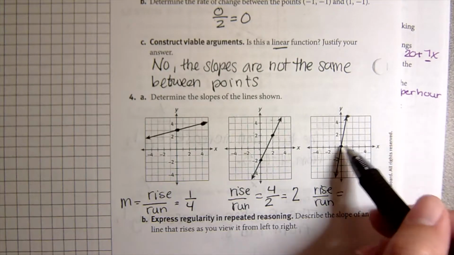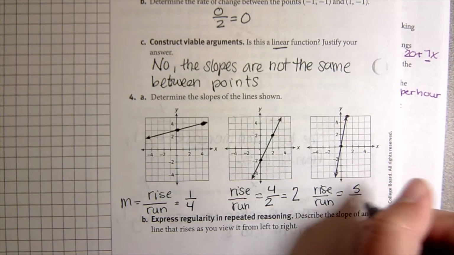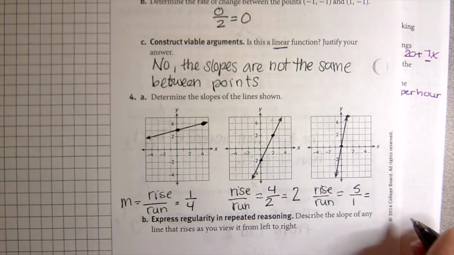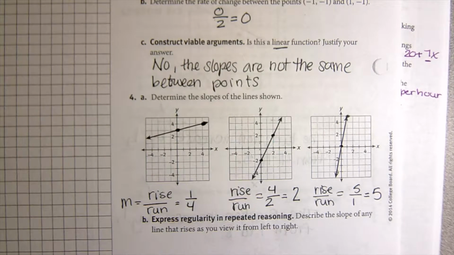Wait, which 2 points? This point and this point. Oh, 5. And what is the run? 1. So that reduces to 5 over 1, so that's just 5.